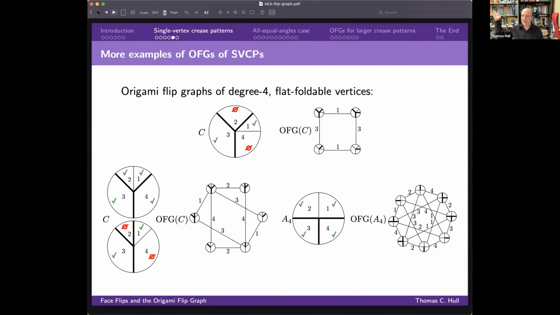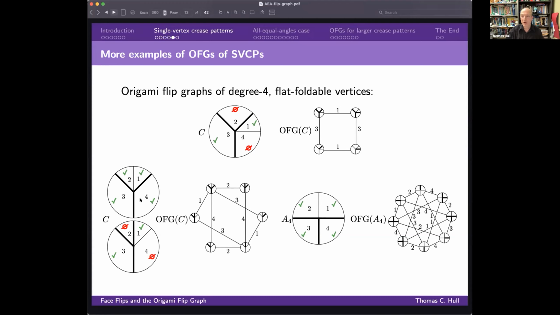Now let's look at some more examples, because that's an abstract theorem, but it doesn't mean much if you don't have anything to picture. So we already saw this first example here. In this example, let's look at degree 4 flat foldable vertices. There's only 3 types that we really need to look at. One we already saw, where we have a smallest angle, and then its neighbors are bigger, and we had a 4 cycle for that origami flip graph. But what about this crease pattern?